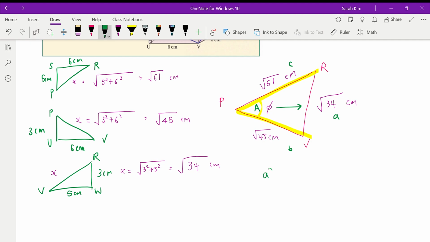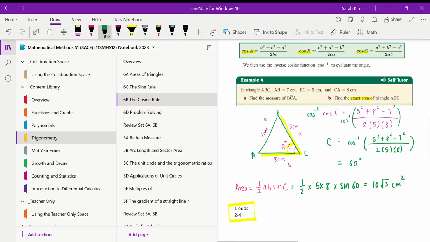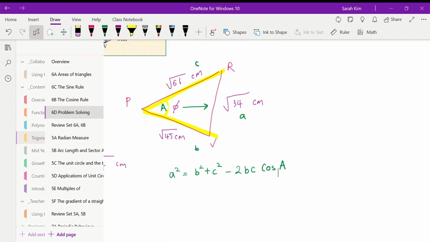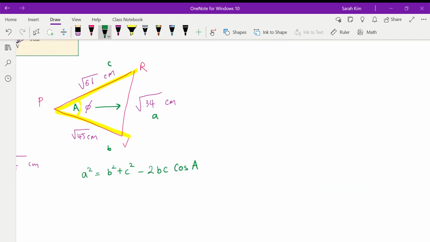So A squared is B squared plus C squared, kind of like Pythag, and then you take 2 lots of the BC, so these 2 lengths you just times. And then from memory, it's just cos of A. Let me just quickly double check it, just so I know that I'm right. I think that looks pretty good. Okay, so let's use it.